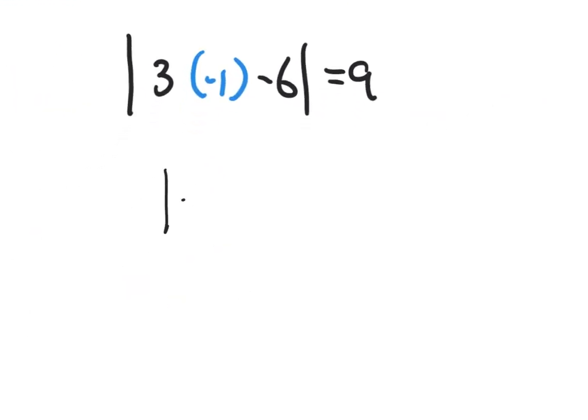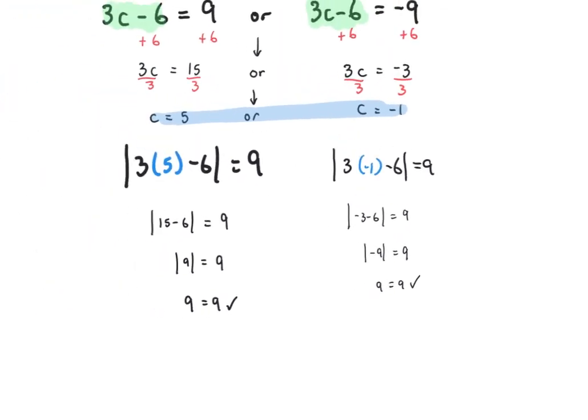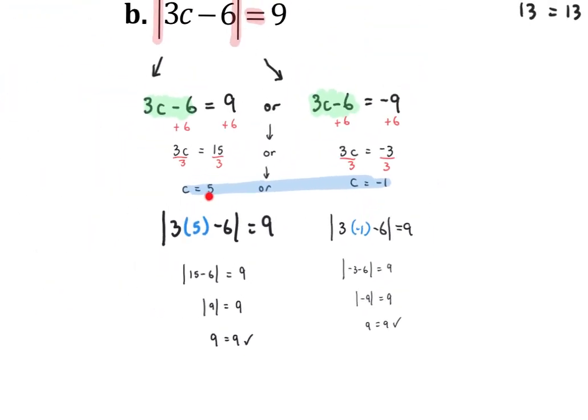3 times negative 1 is negative 3. Bring down the minus 6 equals 9. Now I can simplify inside. Absolute value of negative 9. And now we see that 9 is equal to 9, and that's a check also. So we see that both the answers work, both solutions. C is 5 and C is negative 1.